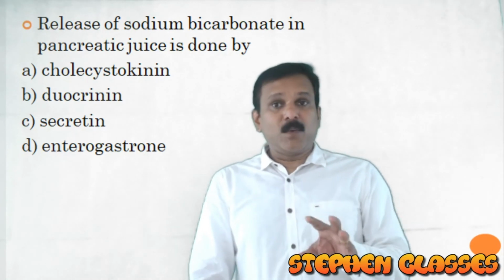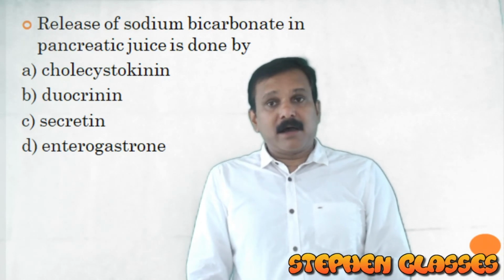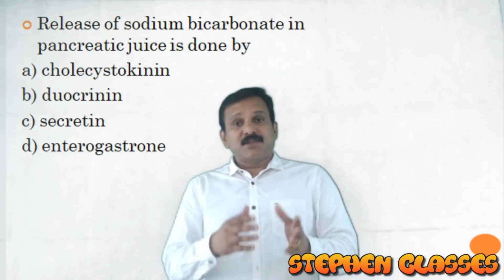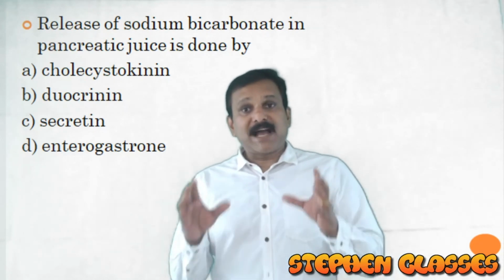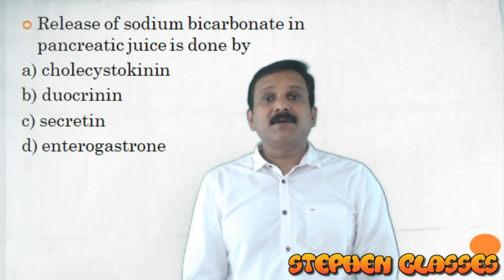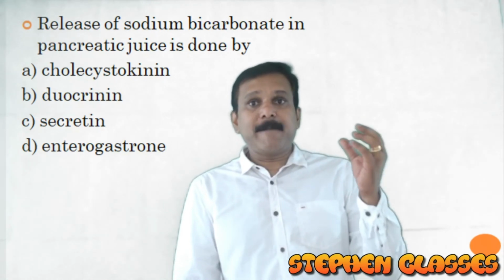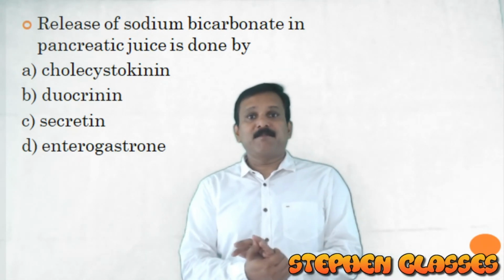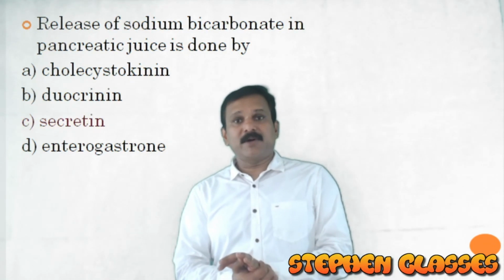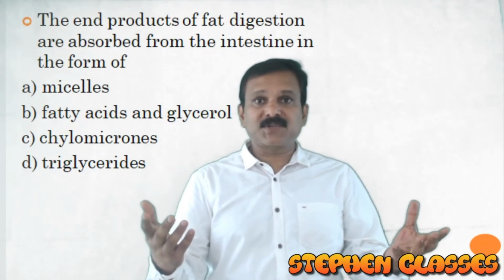So this will convert the acidic chyme into alkaline, or it will protect the small intestine region from the acidic nature of the chyme. So secretin will do the work. So secretin, it will act on the pancreas to release sodium bicarbonate. Okay, so our answer is option C over here. Okay, we move to our next question. Here we have the next question for you.